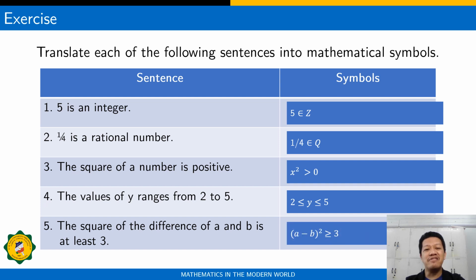And when we say difference, that's actually a subtraction of the two numbers, A and B, and you need to square it. So you need to actually have a parenthesis here. So this is the symbol. So this is an example on how to translate an English sentence into a mathematical equation or symbols.